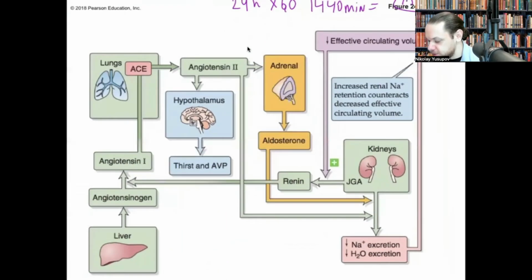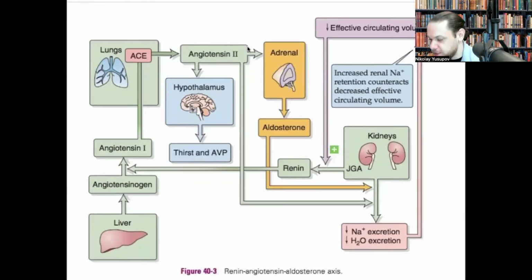This here is your renin, angiotensin, aldosterone system, or sometimes it's called axis. So at this point, you guys should be masters of this. I think I went over this ad nauseum, but we'll do a quick overview. So when the system is activated, this is not your seconds to minutes. This is your hours to days. So this is a long-term response.